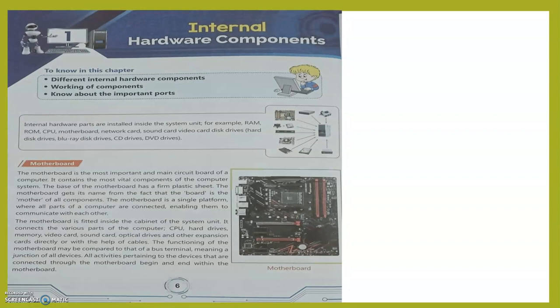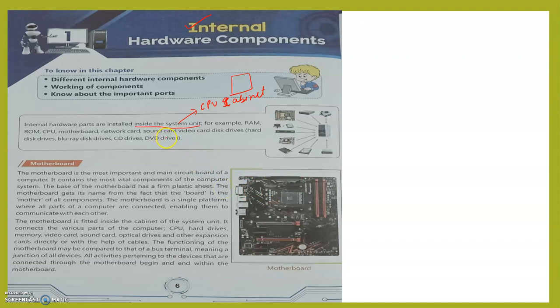that is your chapter name. First page, internal hardware component. Internal hardware component parts are installed inside the system unit. These are the system units that we have already discussed. The CPU cabinet is also known as system unit. For example, RAM chip, ROM chip, CPU chip, motherboard, network card, sound card, video card, disk drive, Blu-ray disc, CD drives, DVD drives, and many more things.